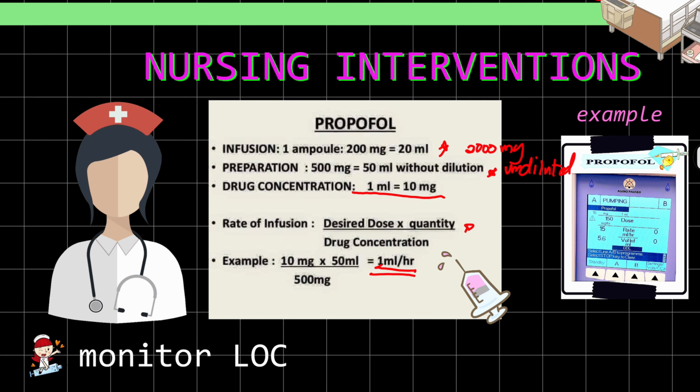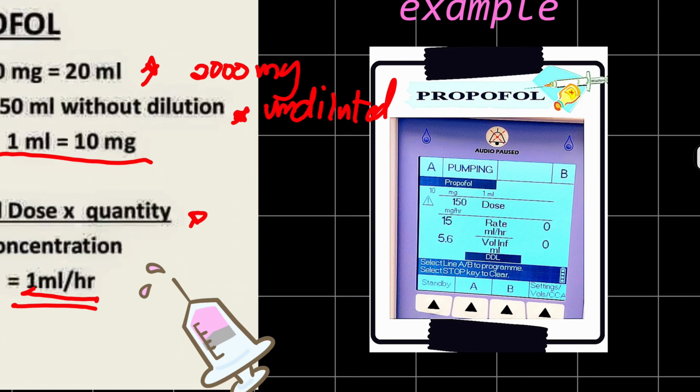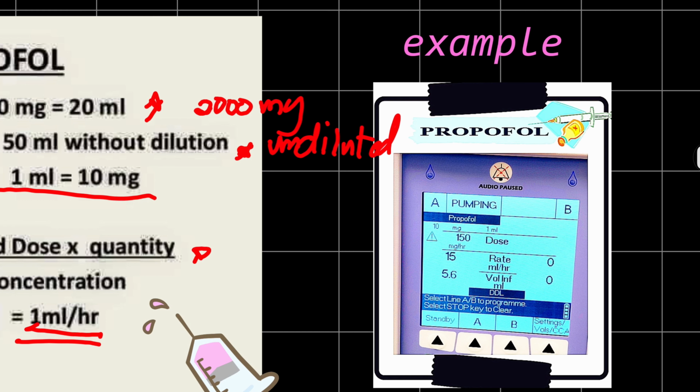Now, if you have an infusion pump in your facility, it's actually easier for you. It makes your life way easier, but you have to put the data correctly. Now, this is an example of how you are going to set up propofol in an infusion pump. So you have here 10 milligrams of propofol every 1 ml. So that is equivalent to 150 milligrams per hour or 15 ml per hour.